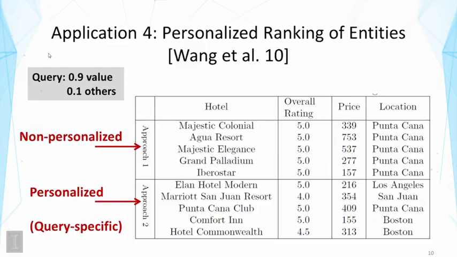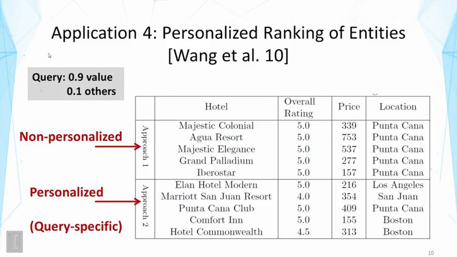Finally, there is also some result on applying this model for personalized ranking or recommendation of entities. Because we can infer the reviewer's weights on different dimensions, we can allow a user to actually say what they care about. So for example, I have a query here that shows 90% of the weight should be on value and 10% on others. So that just means I don't care about the other aspects. I just care about getting a cheap hotel. My emphasis is on the value dimension.